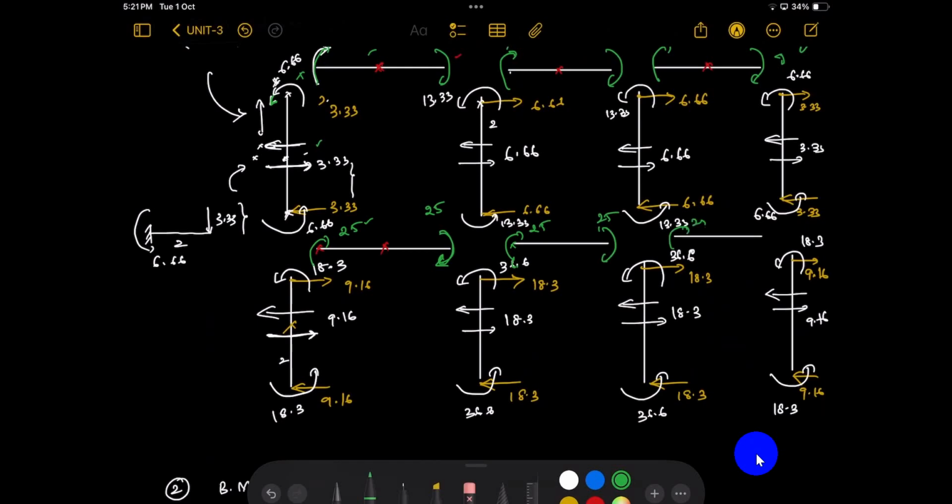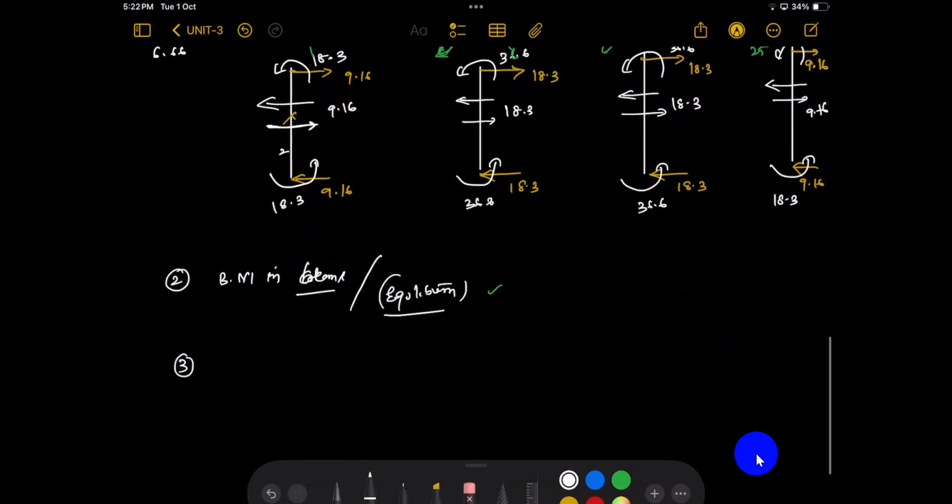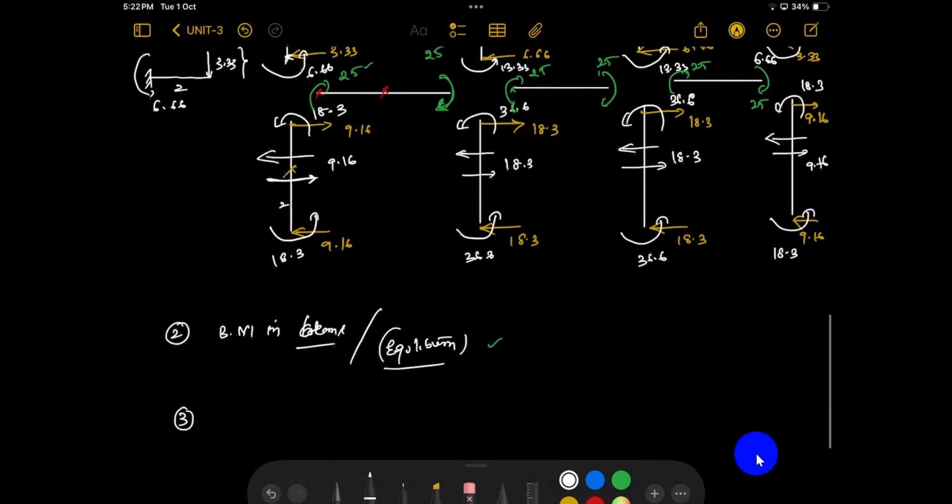See, 6.66 and 18.3. No need to talk, take an approximate. It's an approximate method, no? 25, 25. It's now over. Bending moment in beams is also over. Now comes to the top.